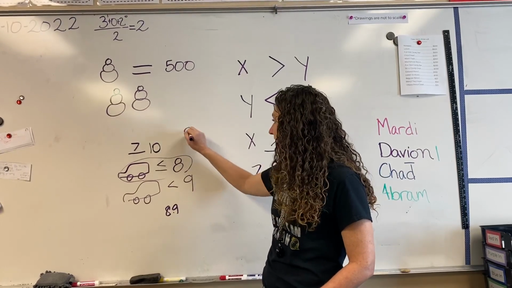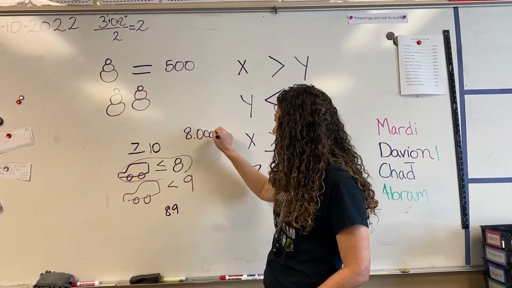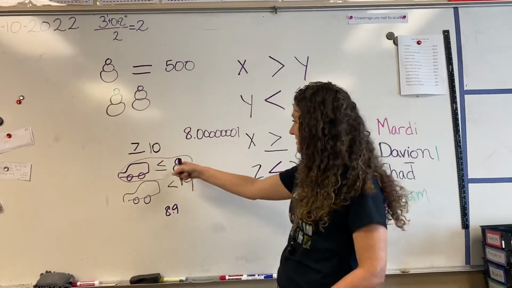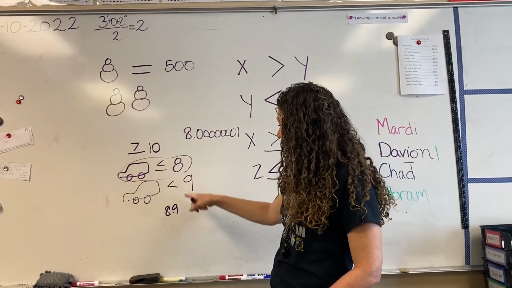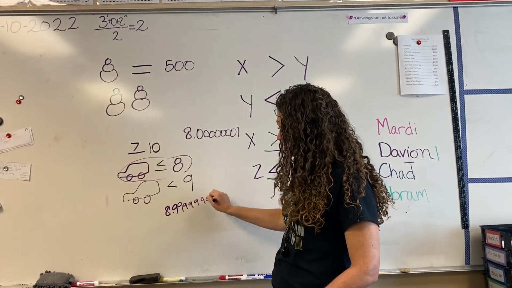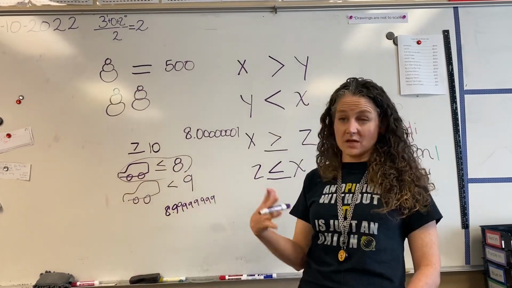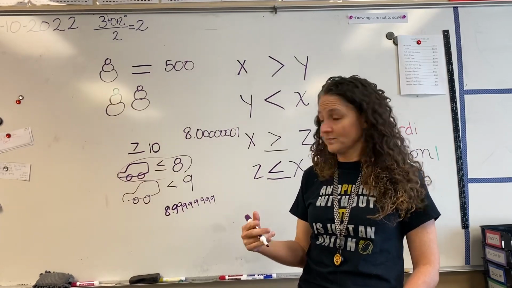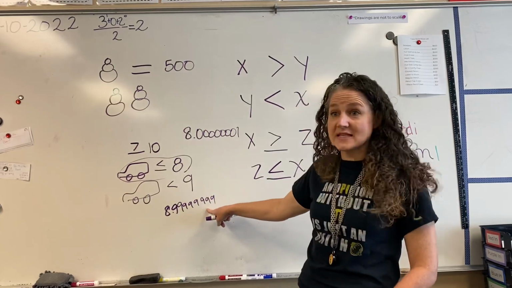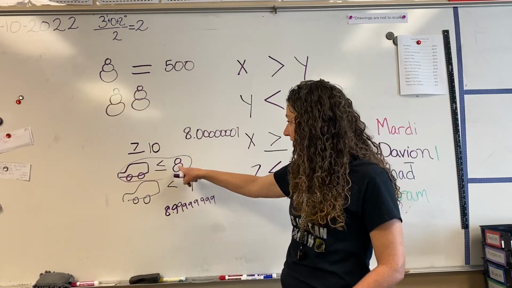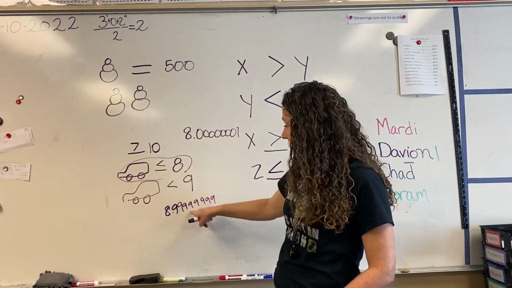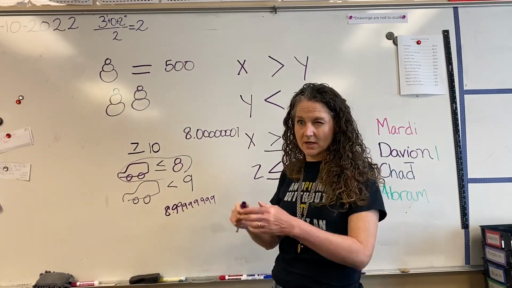This means that 8.000000001 is not okay because it has to be less than or equal to 8. And this says that 8.999999999 is okay. Does that make sense? That is a big fraction. It's a lot of 9s. But is that less than 9? Yeah. But is it less than or equal to 8? No, because it's bigger than 8. Do you see how that works?